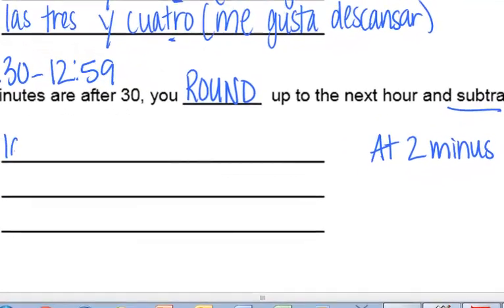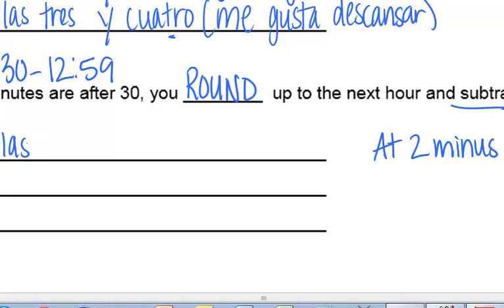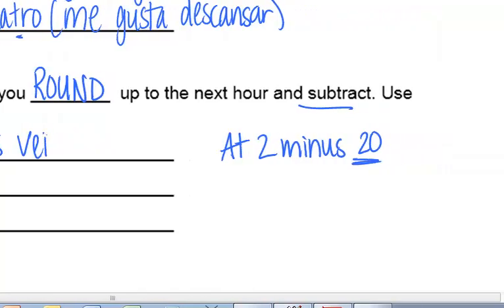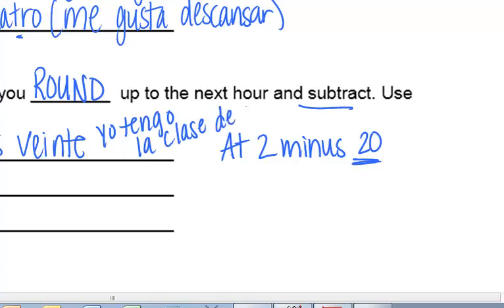So we're going to say a las, how do you say 2? Good. Dos. Now instead of the y that we used up here, we're going to say menos. A las 2 menos, and then 20 was our new vocab word. A las 2 menos 20. So at 1:40, yo tengo la clase de español.